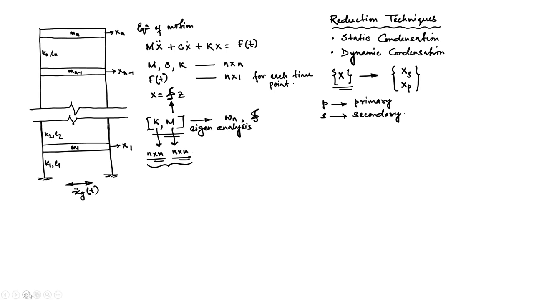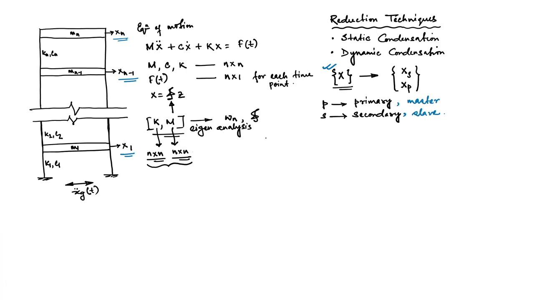So, what we do? We have the degrees of freedom which are marked here. Out of that, we identify some of the degrees of freedom which we call primary degrees of freedom, and the remaining degrees of freedom are the secondary degrees of freedom. Sometimes we also call it master. So, instead of primary, we call it master, and secondary we call it slave degrees of freedom. So the idea is we have the complete set of generalized coordinates, then out of that we identify some important degrees of freedom and we express the remaining degrees of freedom with the help of this primary or master degrees of freedom.